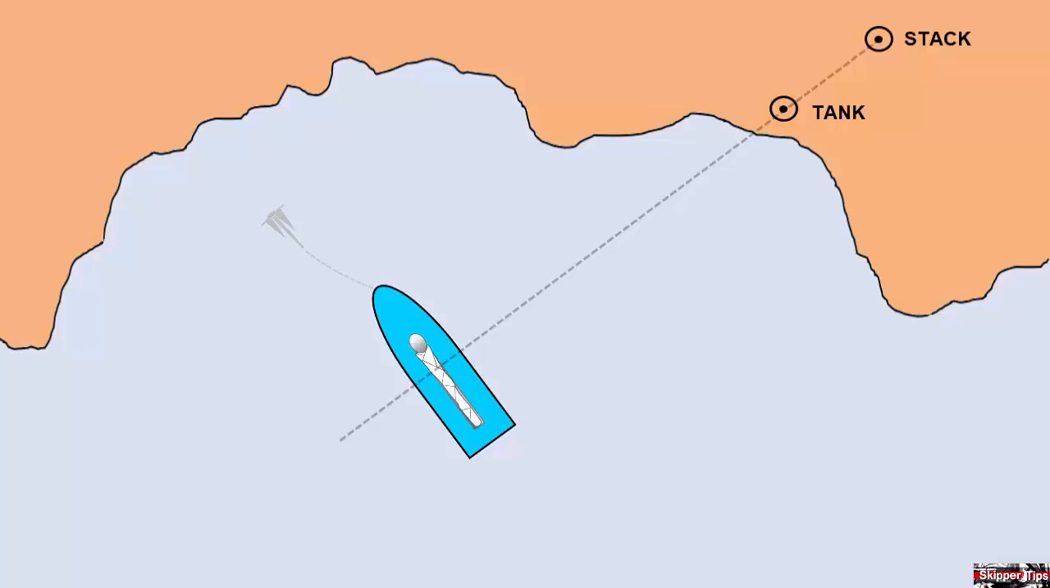Veer scope or let out more anchor rode to get your anchor to reset into the seabed, then belay the anchor rode and choose a new transit to check for dragging.